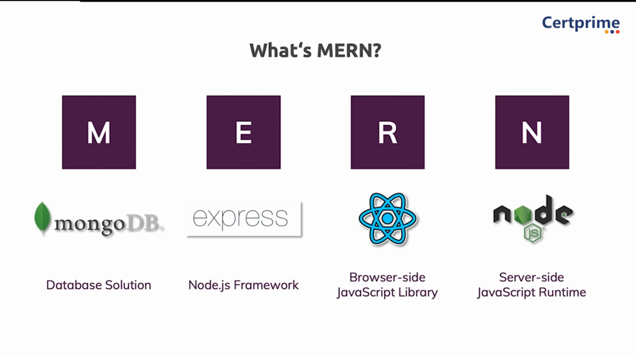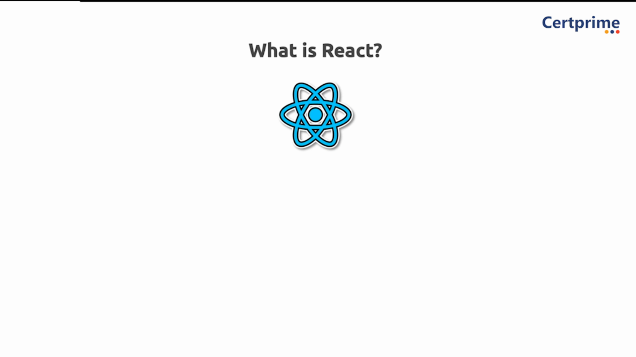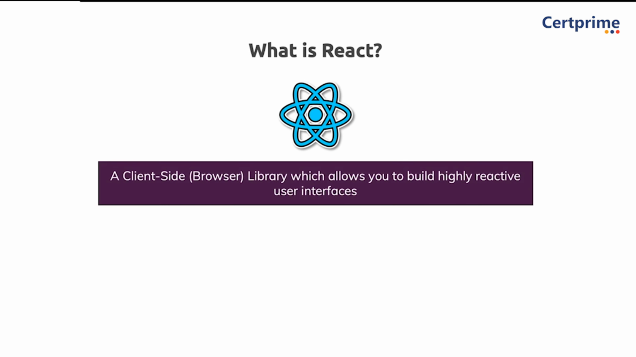So let's take a closer look at each of these technologies to understand which role it plays exactly in that tech stack. So what's React? React is a client-side, so on the browser, library which allows you to build highly reactive user interfaces. So it's all about building user interfaces. With React, you write JavaScript code that will be executed in the browser. And since it runs there, it is responsible for controlling what the user sees on the screen and how things there change when a button is clicked, when something is entered into an input box. It's really all about that.